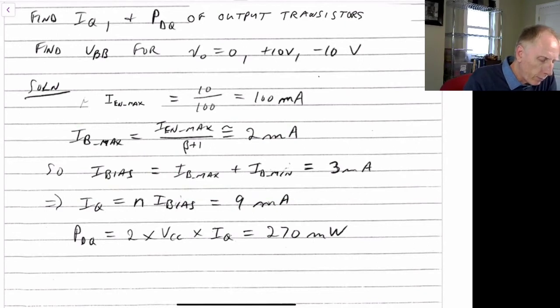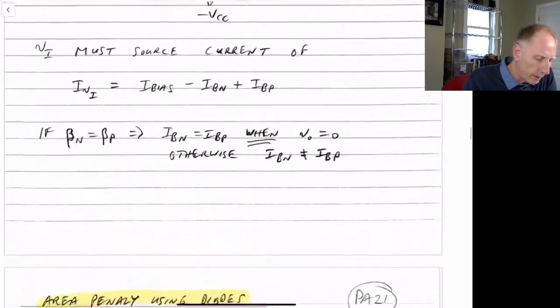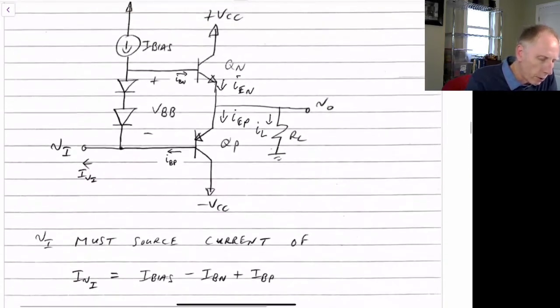So first, what we recognize is that we have our maximum current going through the NPN transistor will be 10 volts, which is our peak output voltage, divided by 100 ohms, which is our output load. So that's 100 milliamps. So we have 100 milliamps is the peak current flowing through here.